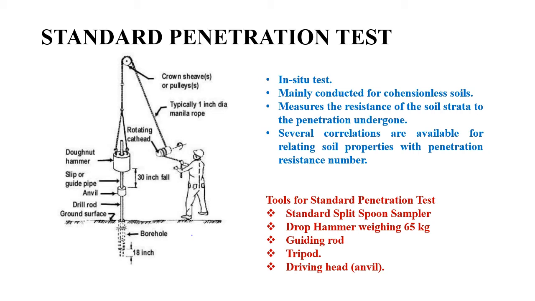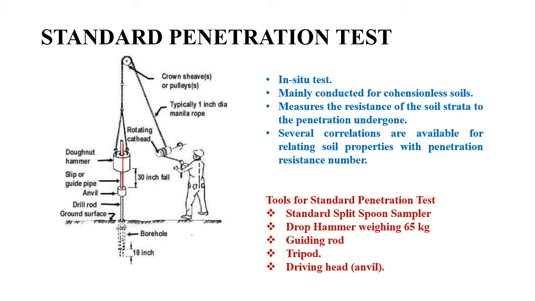Now the main apparatus of the standard penetration test is shown in this figure. As you can see, this is a tripod arrangement, and it is a manually operated apparatus. You have a rope pulley system here, and this rope pulley system is attached to a hammer. The arrangement is such that this hammer is put over a guide pipe. So this is the guide pipe, and along the guide pipe the hammer can move.